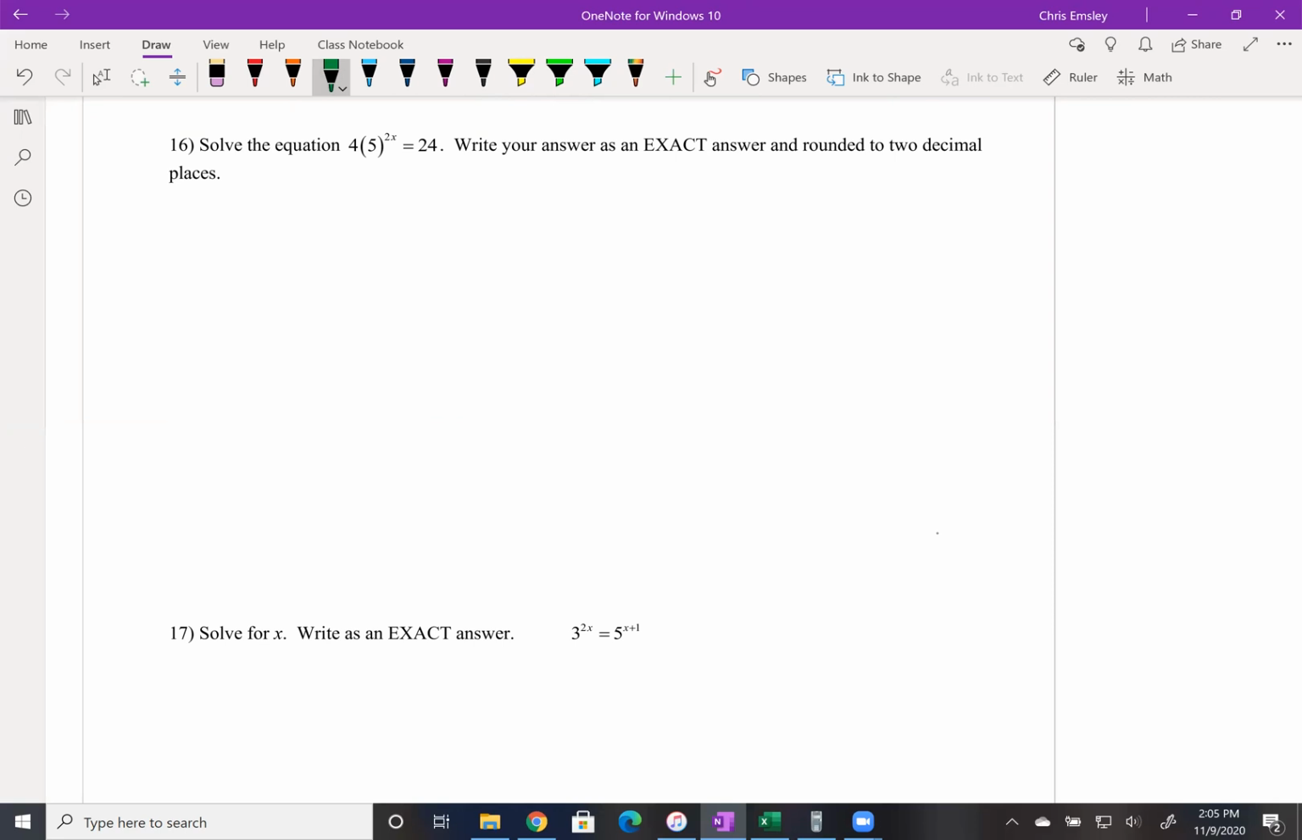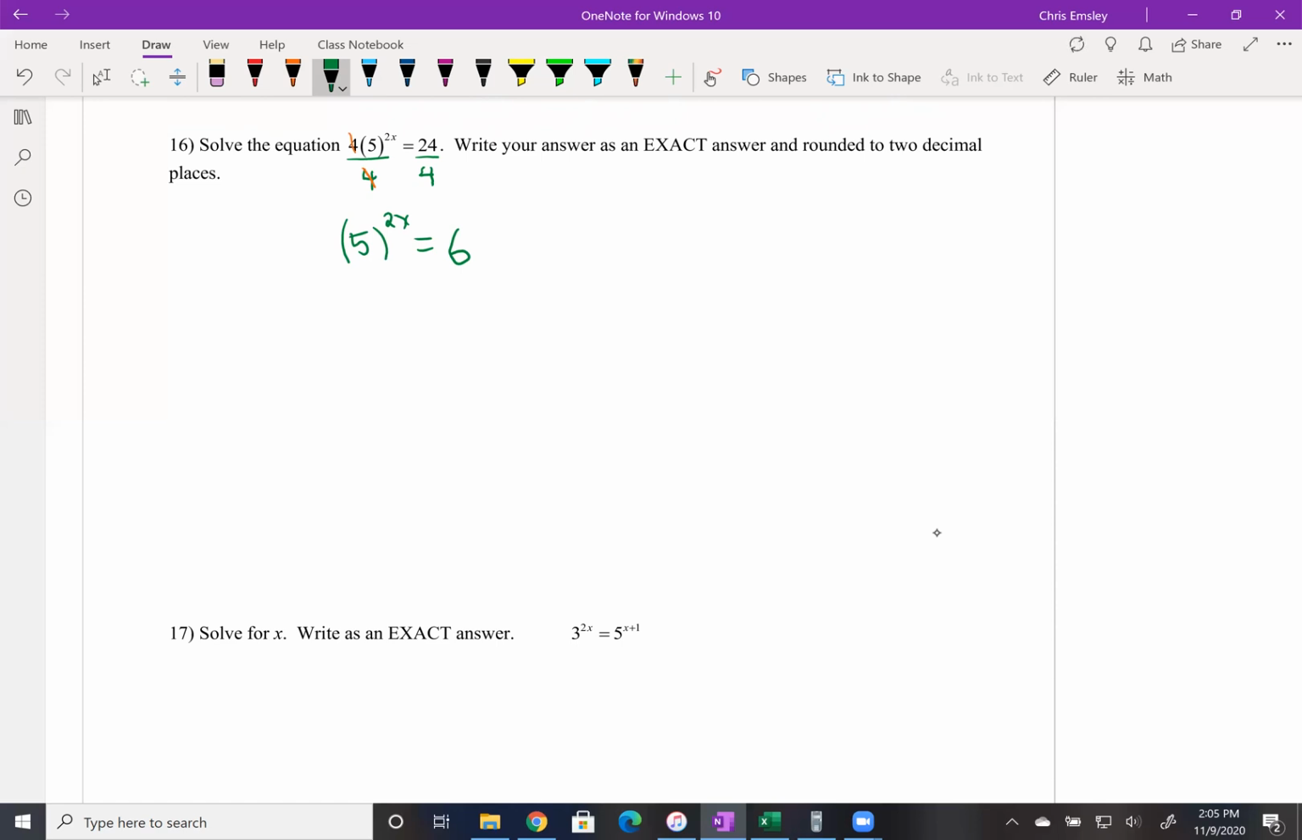Okay, in order to solve an exponential equation, the first thing you want to do is isolate the piece of the equation that has your variable exponent. So the first thing I'm going to do here is divide both sides of that equation by 4 so that on the left those two cancel and I'm just left with 5 raised to the 2x. On the right, I simplify and I get 6.